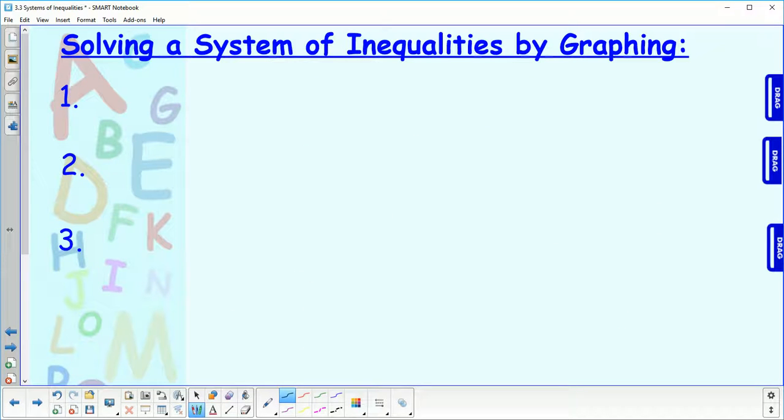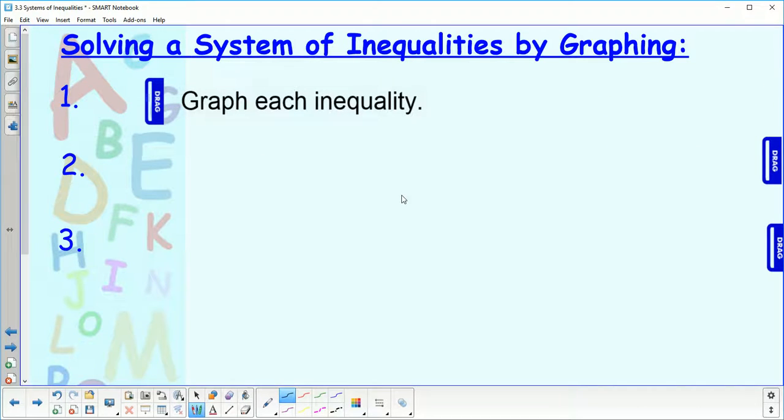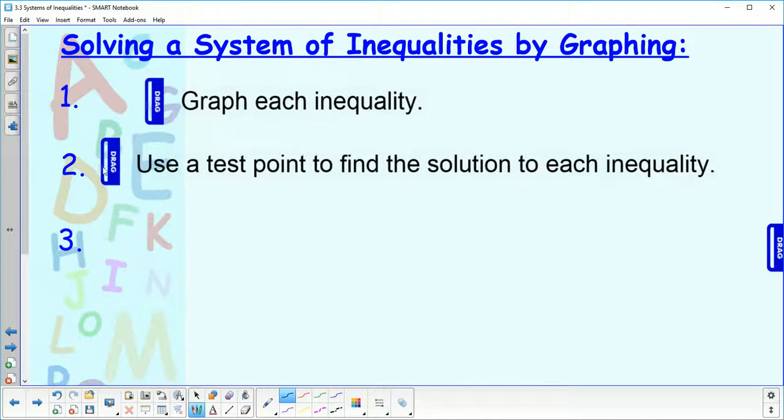To solve a system of inequalities, so not just checking a point to see if it's a solution, we're going to start by graphing each inequality, like we did in that first example. Some will have dashed lines, some will have solid lines. Don't forget that important piece. And then we're going to use that test point to find the solution to each inequality. And remember, this is going to be some shaded region. That's your solution. We want to see where our shaded regions overlap.